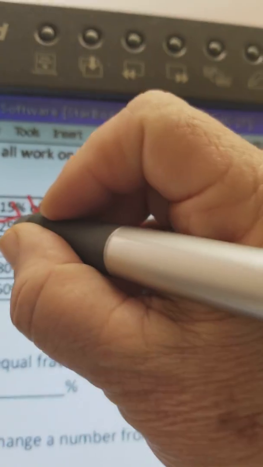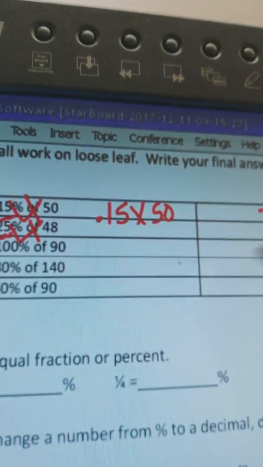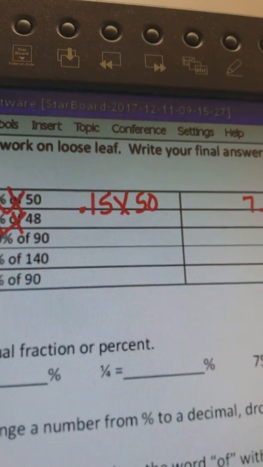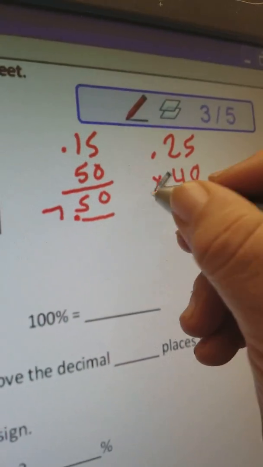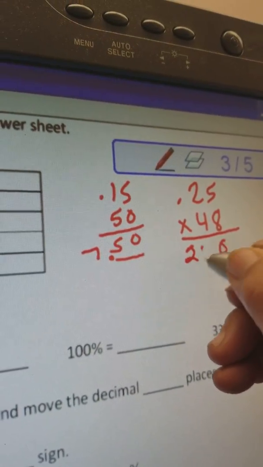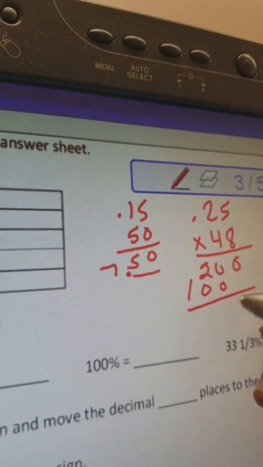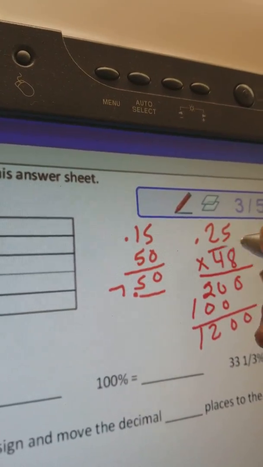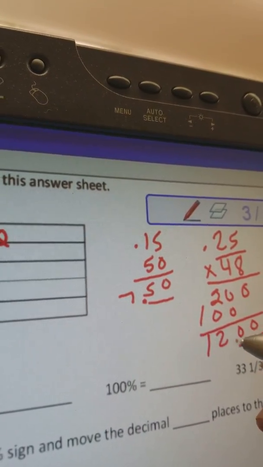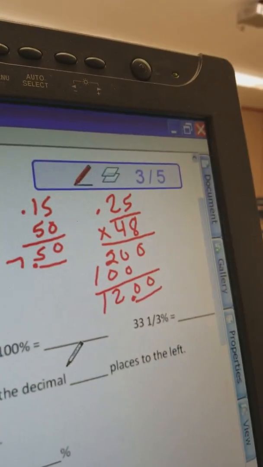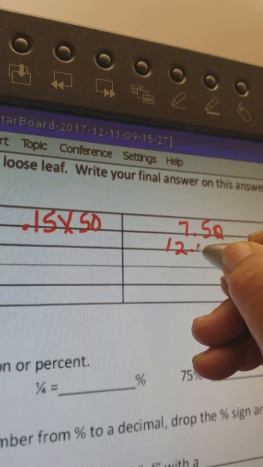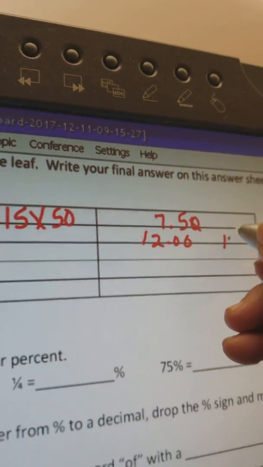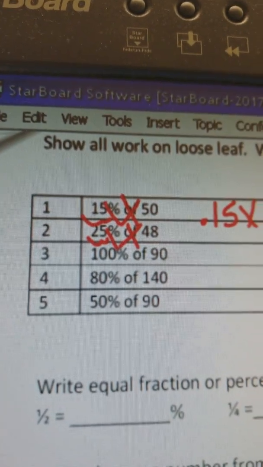25% of 48, you change "of" to multiply. Again, you drop the percent, move the decimal twice. So it becomes 0.25 times 48. And you can multiply. And again, how many places behind the decimal? 2. 2 behind the decimal in your answer. So your answer is 12.00 or just 12. There's another way of working that problem.